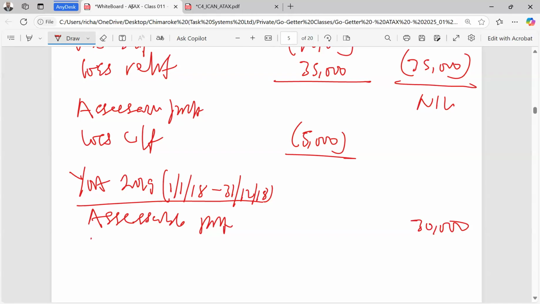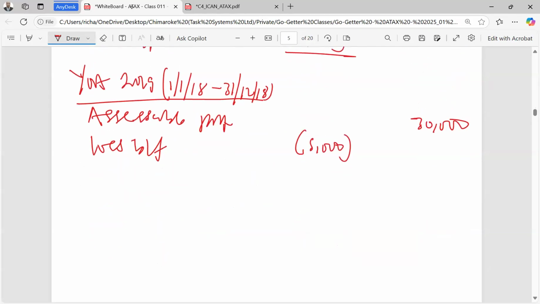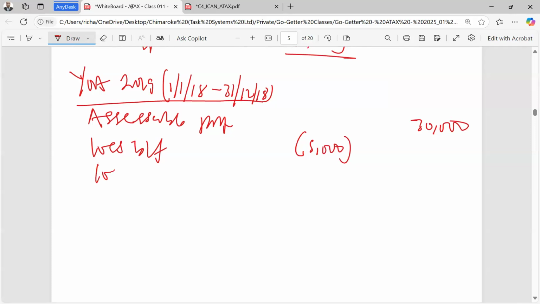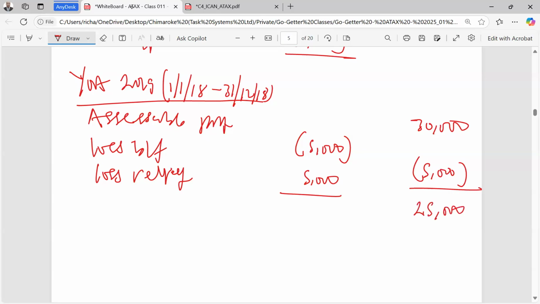Then we have our loss brought forward. Loss brought forward was 5,000. Yes, we have enough profit to clear the loss. So loss relief is going to be 5,000 reinstated, 5,000 going to be relieved. So this will be 25,000. This is going to be your accessible profit, and there will be no loss to be carried forward. This is 2019 year of assessment. There's nothing to carry to 2020 year of assessment.